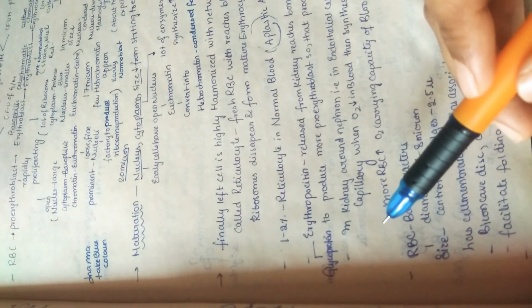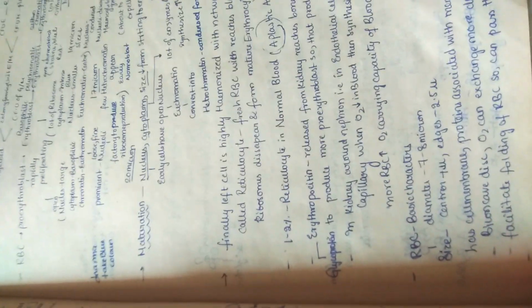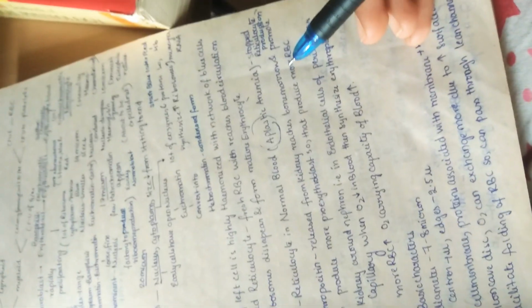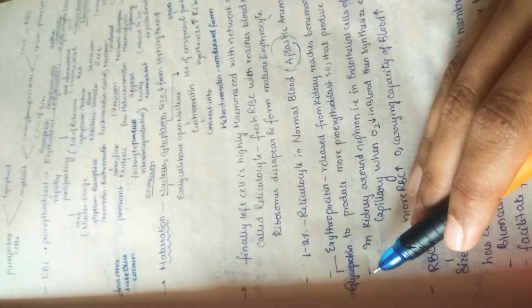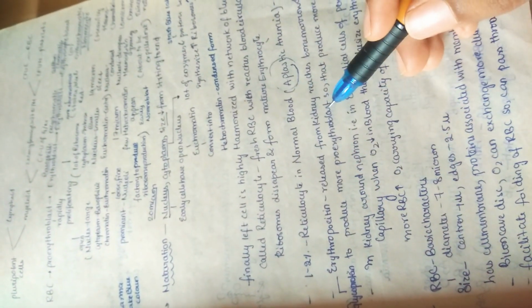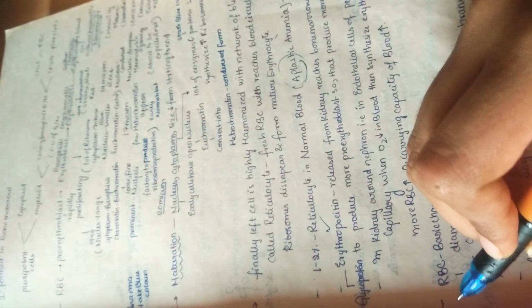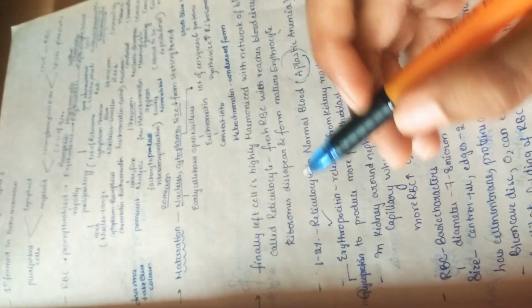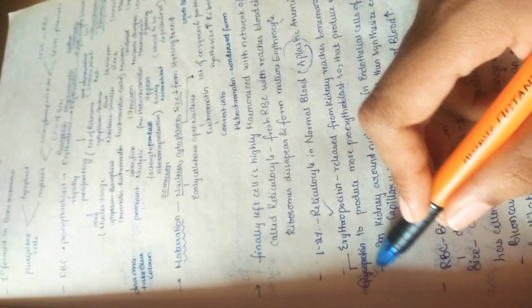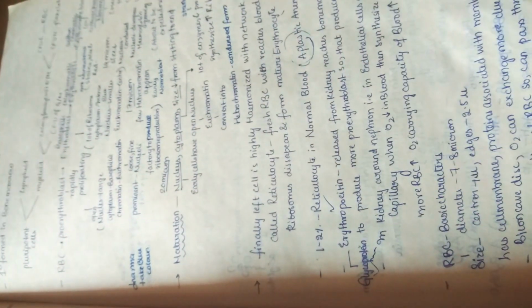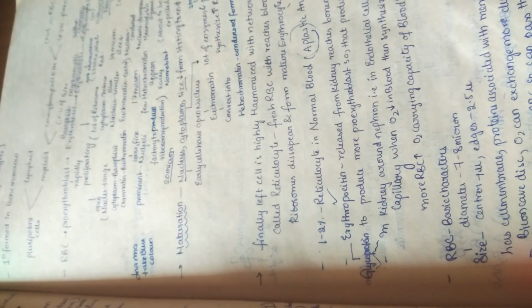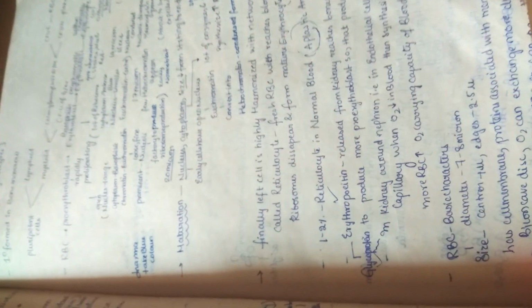Now we need to discuss erythropoietin. Erythropoietin is mainly released from the kidney and it reaches the bone marrow and mainly promotes the production of more proerythroblasts, so that it can produce more RBC. Erythropoietin mainly increases the proerythroblasts, because the proerythroblast later forms the final mature RBC. And remember that this erythropoietin is a glycoprotein. From the word glyco you can understand, it is a combination of carbohydrates along with proteins.